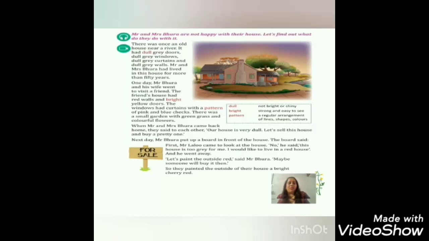Children, you can see that the word dull has been highlighted here. The meaning of that is not bright or shiny, which is already given in your textbook. Mr. and Mrs. Bura had lived in this house for more than 50 years. One day, Mr. Bura and his wife went to visit a friend. The friend's house had red walls and bright yellow doors. Children, the meaning of bright here is strong and easy to see.